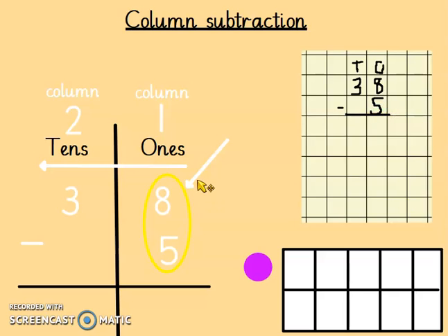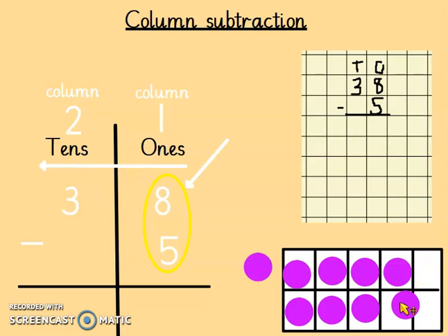Okay, so remember we're only doing one column at a time, so we don't need 38 objects. We are just working in the ones column. So I'll start with 8 objects. 1, 2, 3, 4, 5, 6, 7, 8. And I'm going to take away 5.